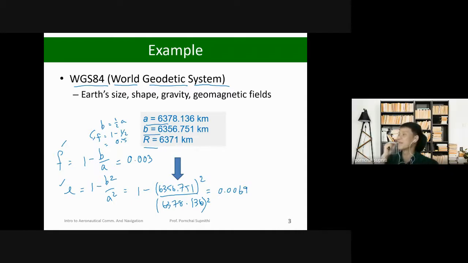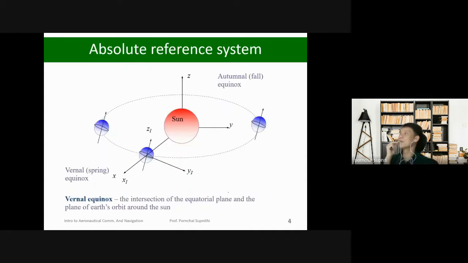Okay. So these are the typical numbers that we see and will obtain from the satellite as part of many, many parameters for use in computing the satellite orbit. Okay, so let's go to the coordinate systems. Before we go to coordinate systems, let's look at one interesting reference system first. So in the old days, there's one.